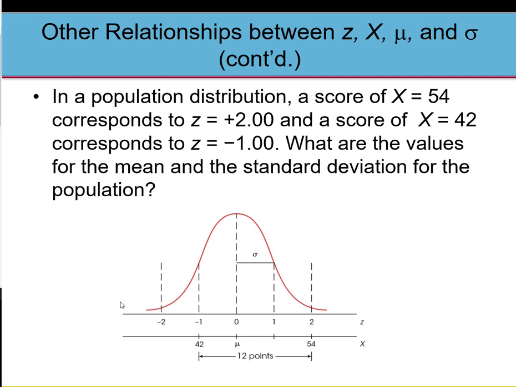Okay, let's look at the normal curve we have here. We have 2 scores, 42 and 54, and we see that 42 corresponds to a -1 z-score. We have 0 as the mean, +1, and then +2 corresponds to our 54. The distance between these 2 points is 12 points, and we've divided these into 3 segments. So we know that this standard deviation has got to be 4. 12 divided by 3 is equal to 4.